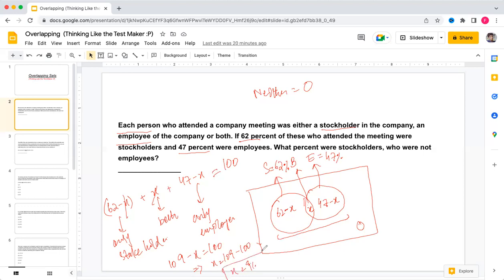So the percent of people who are both stakeholders and employees is 9%. So what will be the percent of people who are only stakeholders? That will be 62 minus 9, which is 53%. So our answer is 53%.